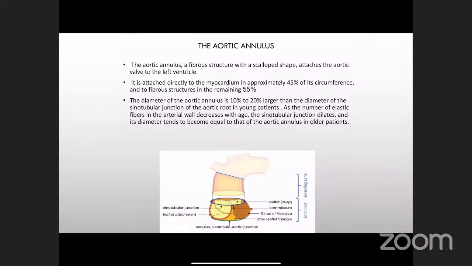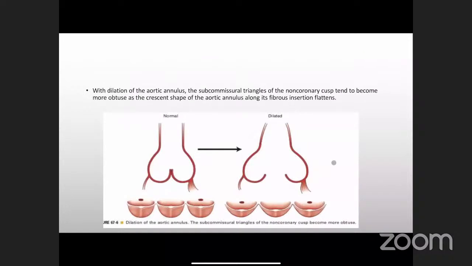As the number of elastic fibers in the arterial wall decreases with age, the sinotubular junction dilates, and its diameter tends to become equal to that of the aortic annulus in older patients. With dilatation of the aortic annulus, the subcommissural triangles of the non-coronary cusp tend to become more obtuse, with a crescentic shape along its fibrous insertion, which may lead to AI.